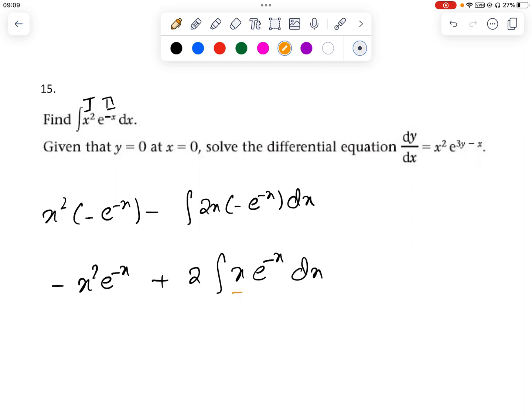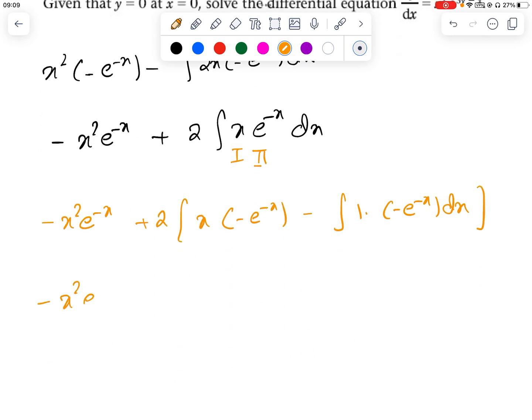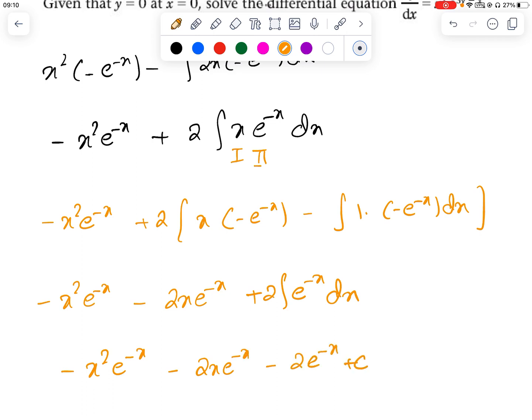So once again, this is first function, second function. So x square e power negative x plus 2, first function, integral of second function, minus integral of derivative of first, integral of second. So minus x square e power negative x minus 2x e power negative x, then minus integral of, or plus 2 integral of e power negative x dx. So when I do that, minus x square e power negative x minus 2x e power negative x minus 2 e power negative x plus c.